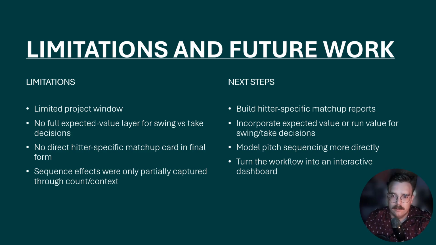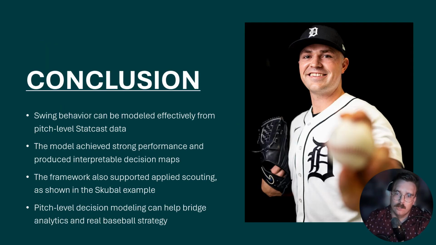In conclusion, this project showed that swing behavior can be modeled effectively from pitch level StatCast data. The model produced strong predictive performance. More importantly, the model output could be translated into interpretable decision maps that showed where hitters behaved as expected and where their behavior deviated from those expectations. The project also showed that this framework could support applied baseball analysis. The Tariq Skubal case study demonstrated how the same pipeline can be used to create a practical scouting report and identify a clear attack pattern against right-handed hitters.